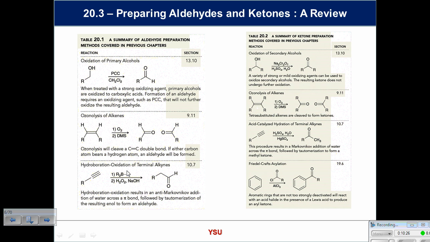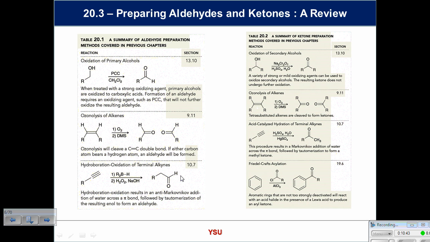This was like the anti-Markovnikov addition of water to an alkene. And if you use an alkyne, for example, here, and then you get the hydration process, that was key. That was a really important step. What was the main feature of that, the hydration process? You get an enol, and then you get to a ketone. What was that step? Tautomerism.